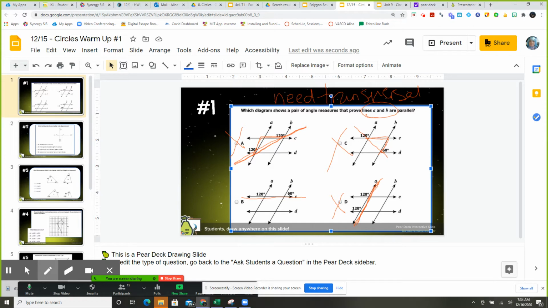It can't be D. These prove C and D are parallel. C is parallel to D. So this is the big distractor. If you're going to get an answer wrong, it's probably going to be D. But then here, I've got 120 and 60 connecting A and B. So this is A is parallel to B. That's going to be my right answer.